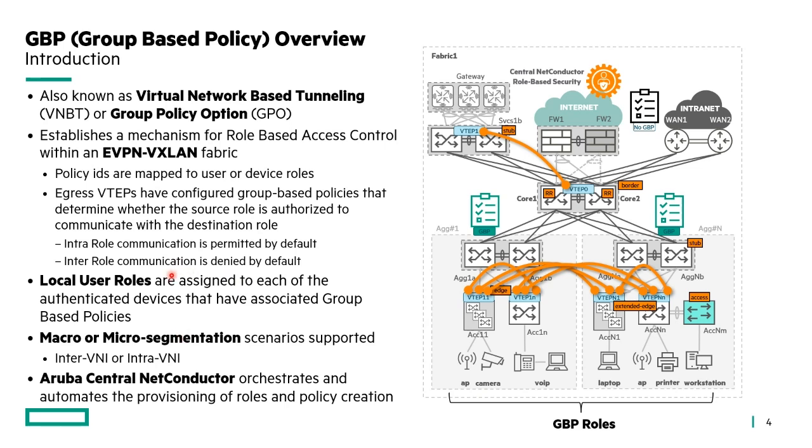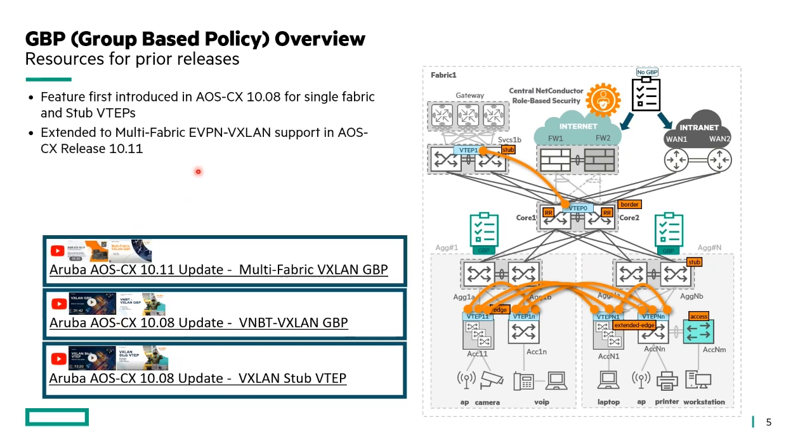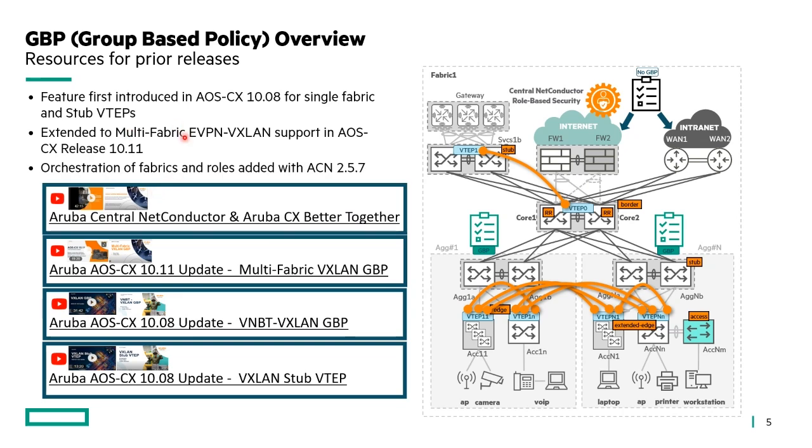Part of the journey along the way, again as review: Aruba Central NetConductor can also orchestrate and automate the provisioning of the roles and policy creation. We first introduced GBP in AOS-CX 10.08 for single fabric and stub VTEPs, and I show some of the YouTube collateral that's available out there for review. Then with 10.11, we extended to multi-fabric EVPN VXLAN. Orchestration of fabrics and roles was supported with Aruba Central NetConductor. That's where we are prior to 10.13.